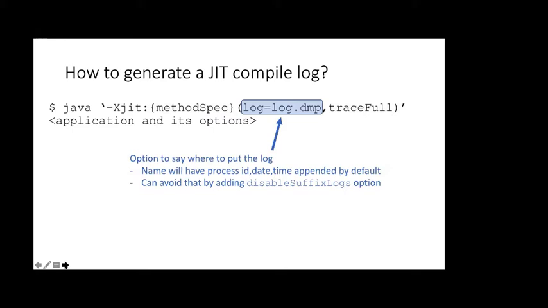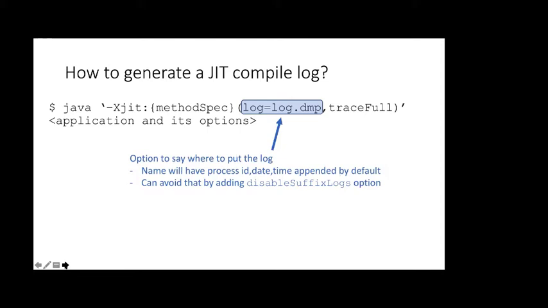The first option is log equals, which is really just specifying a file name where you want the log information to be dumped. As I mentioned in the verbose log lightning talk, this name is going to be automatically appended with process ID, a date and a time, because if you happen to be running in a system that has many JVMs running at the same time, or even just two, it can get pretty confusing if they're writing to the same file, so it automatically changes the name so that that won't happen by default. If you really want it to go into that exact file name, you can use the disable suffix logs option, which will override that behavior.